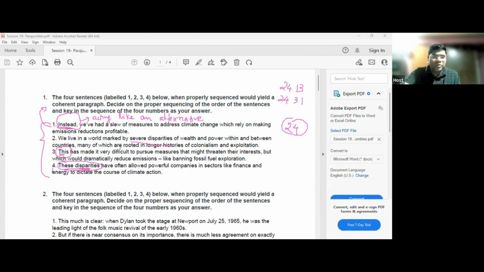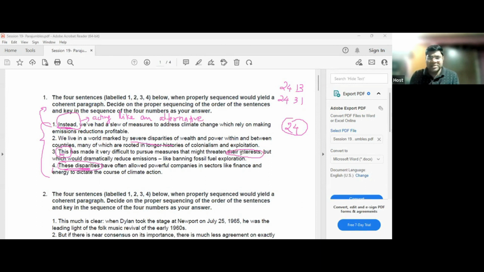Instead, we have had a slew of measures. So these disparities have often allowed powerful companies in sectors like finance and energy to dictate the course of climate action. बाद में क्या होगा? This has made it very difficult to pursue measures that might threaten their interests. ये their interest किसका interest है? ये किसका interest की बात हो रही है? Whose interest are you talking about?